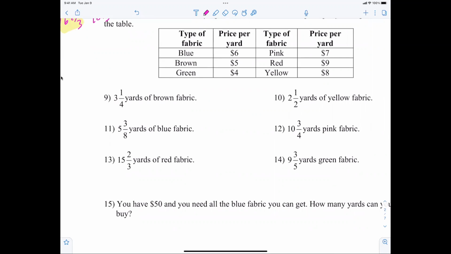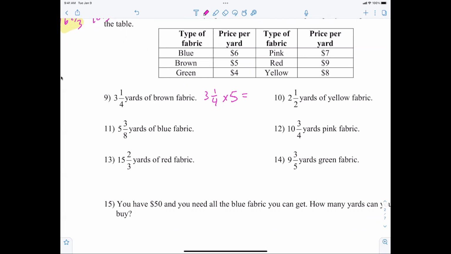How do you get that? I want to know how to do it. I don't care what the answer is. I want you to tell me how to do it. 3 1/4 times what? Times 5. That's exactly correct. Now on your calculator, do 3 1/4 times 5. What did we get? 16 1/4. Now the problem is we're dealing with money.